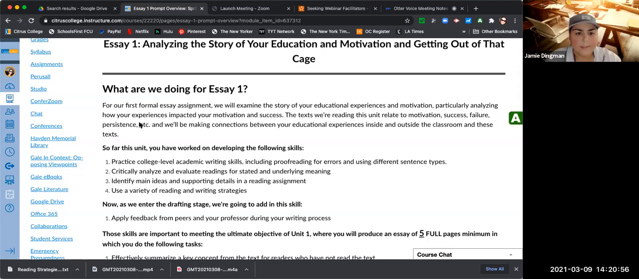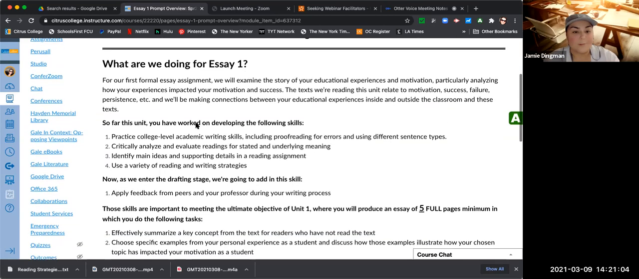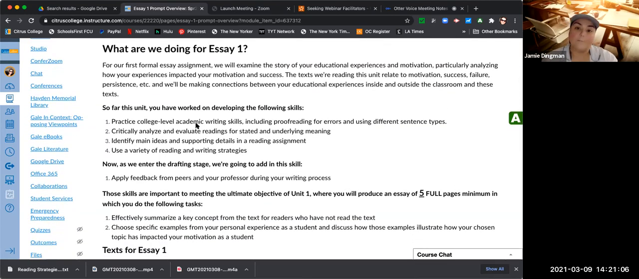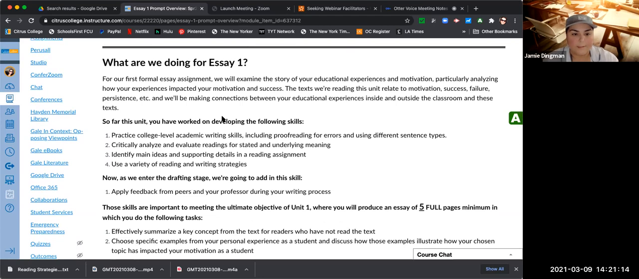In my essay prompt, I'm always going to give you a little summary of what kind of skills we're looking to develop in this essay and what skills I'm looking for you to be able to demonstrate. So if we take a look at what we're working on in this unit, we're going to be practicing college level academic writing skills, including proofreading for errors and using different sentence types, right? So trying to write at the college level and trying to add some complexity into our language. And that will be something that we work on over the entire semester. So don't panic and think I'm expecting perfection from you.